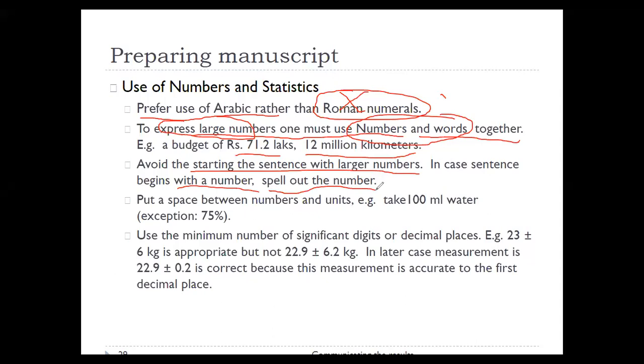जर numbers वाक्याच्या सुरुवातीला येत असेल तर spell out, spelling लिहायचं, whatever the spelling, 20 lakh, 30 lakh, that spelling should be written at the beginning of the number. Put a space between numbers and units. If it is a unit and number, you should put a space between rupees and number. There should be a space, right? Kilometer and number, 12 million. There should be a space between that. So this space should be kept between the unit and the number.